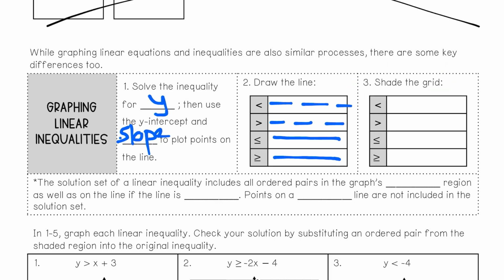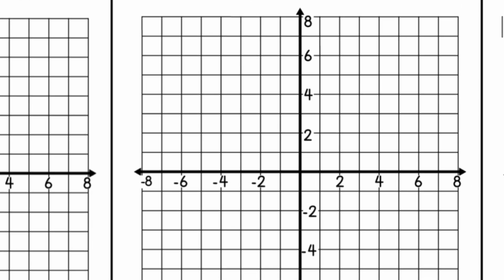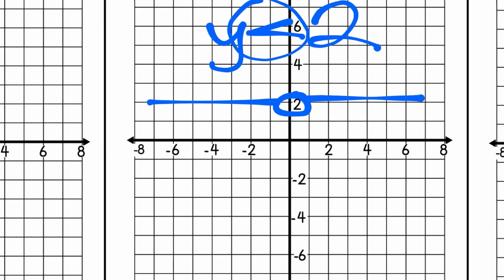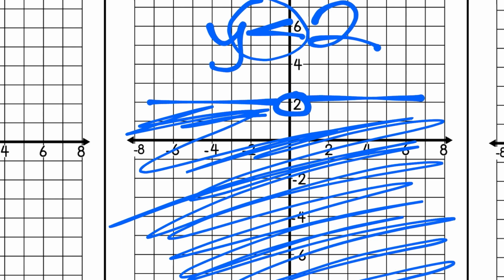Now, shading. If it says less than, think about it. If y is less than, and I'm going to use this graph as an example for a second. If it says y is less than 2, and I'm looking at this 2, that's the y value, right? It says y is less than 2. So I'm going to want to include all these numbers down here. Negative 2 is less than 2. Negative 4 is less than 2, and so on, right? So I'm going to color in everything down here because the y's are less than 2.